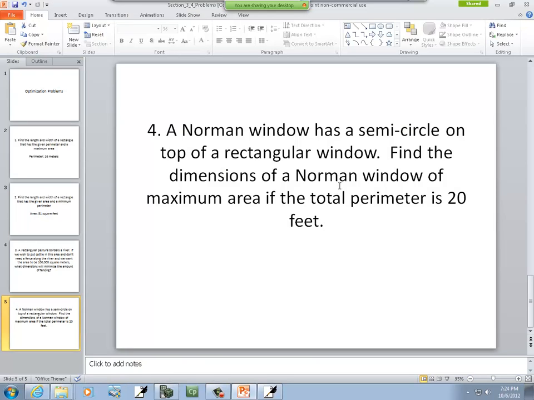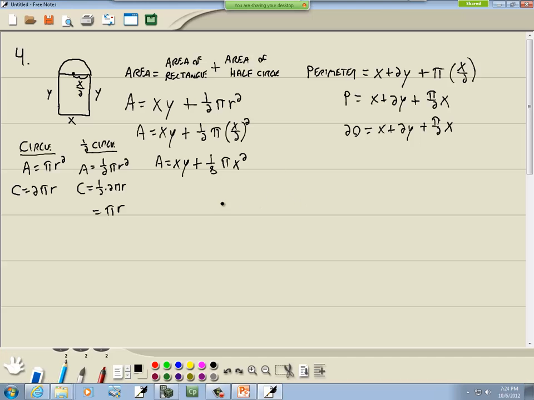And then what they're wanting is to find dimensions of a normal window of maximum area. So they want us to maximize the area. Well, area is equal to xy plus 1/8 pi x squared. Now, the problem with this is we have two different variables on the right side. Well, I can get rid of the y. Taking this formula here, I'm going to solve for y.